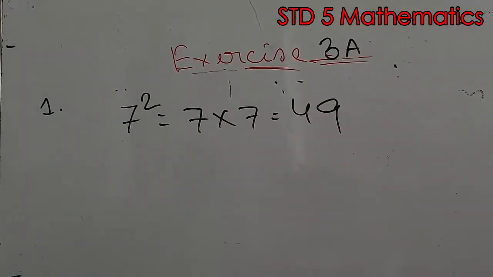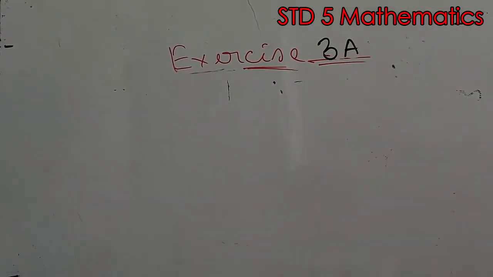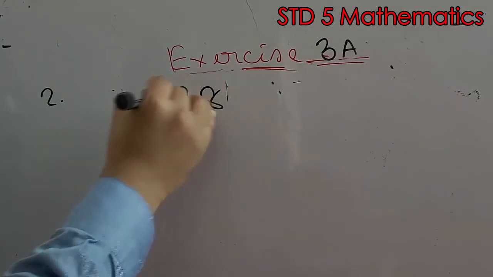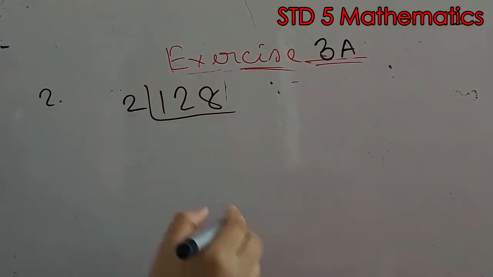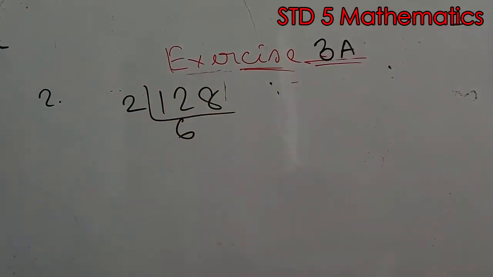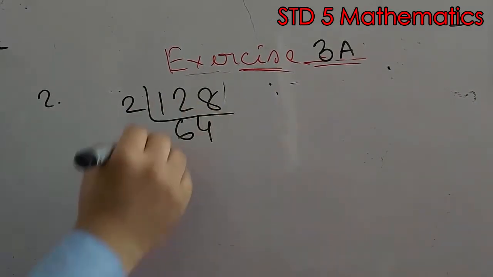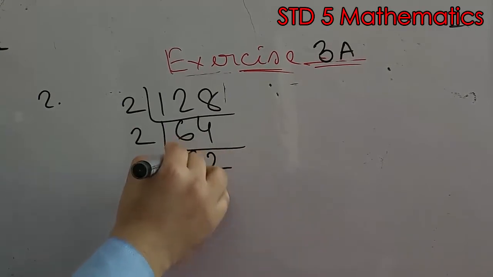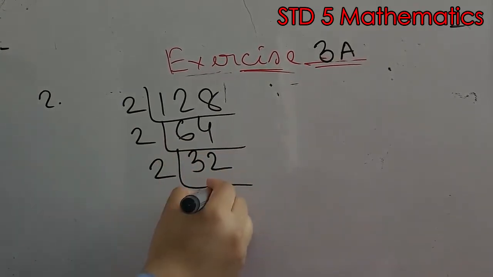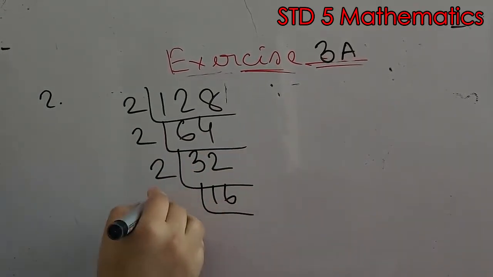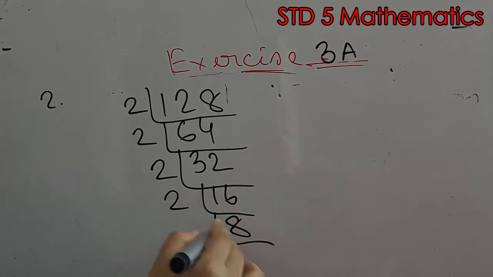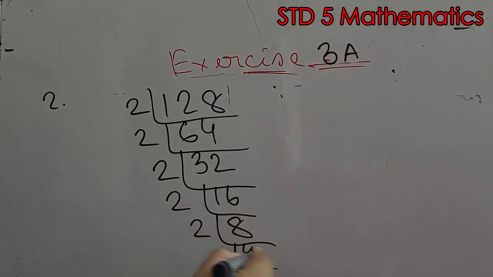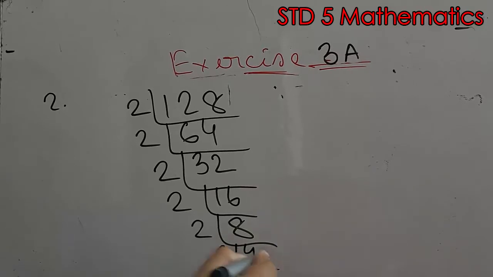Very simple. Now, number 2. Express 128 in its prime factors. Very simple one. We can divide this 128 by 2, that means 2, 6 is 12, 2, 4 is 8. Again, we can divide this 64 by 2, 2, 3 is 6, 2, 2 is 2. Again, we can divide this 32 by 2, that means 16. We can divide this 16 by 2, we get 8. We can divide this 8 by 2, we get 4. We can divide this 4 by 2, then we get 2.